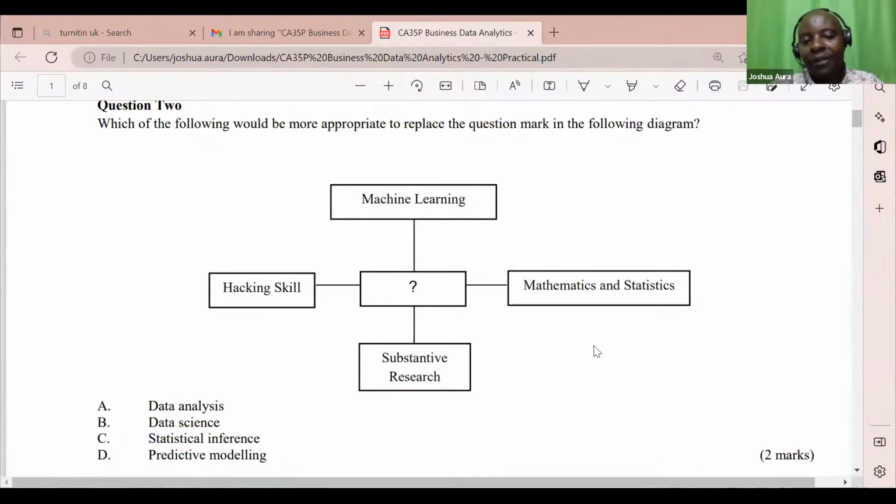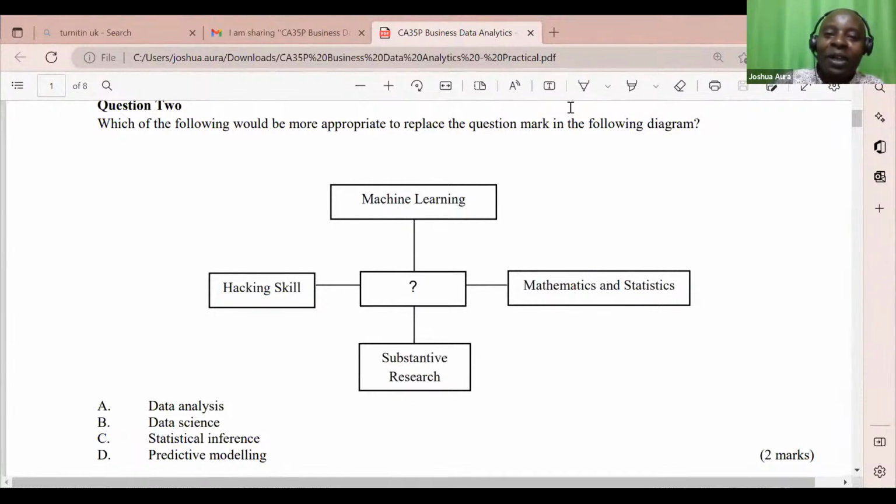It's between A or B. So which one would you have chosen? Hey, you guys, or if you did this exam, which one did you choose yourself? A is correct. A is the correct one.